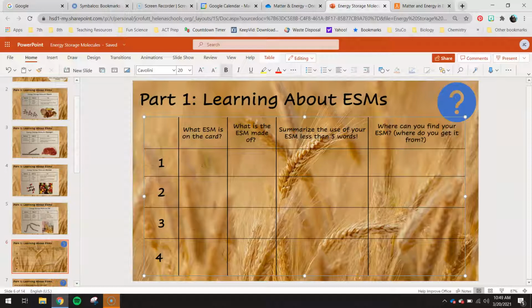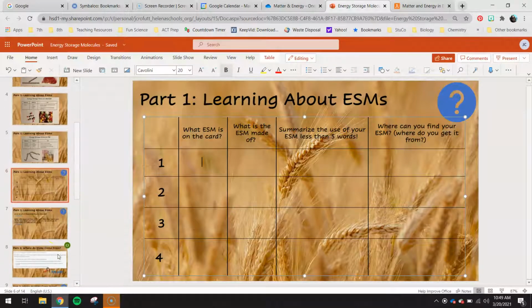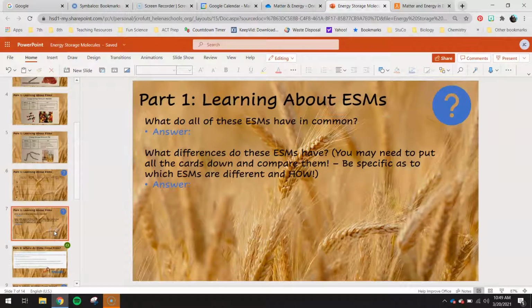And then where can you find your ESM? Where do you get it from? You can look at some of those pictures and tell where you might find it, or you could look up some more information outside of that if you wanted. Okay, then you will answer these 2 questions to finish up part 1.